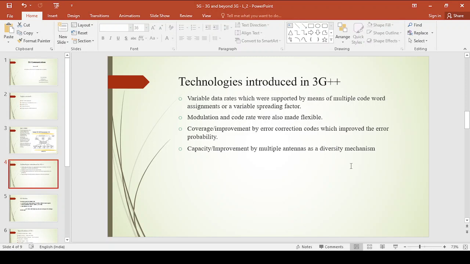The next technology introduced in 3G++ is usage of multiple antennas. If you use multiple antennas, they capture a larger amount of energy, which in turn improves the signal to noise ratio, and by which you can improve the capacity of the system. These were the technologies introduced in 3G++.